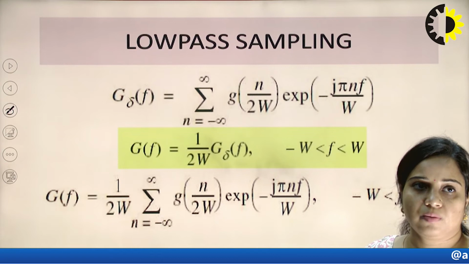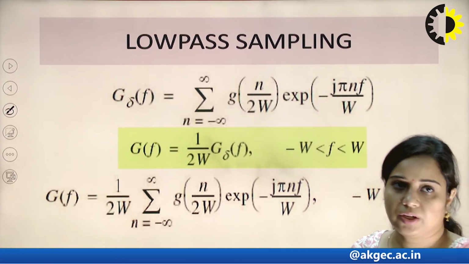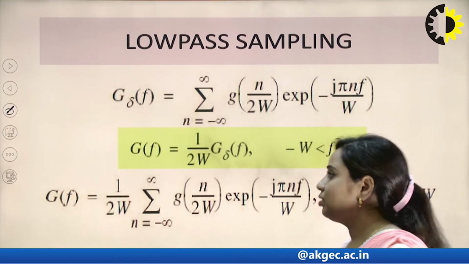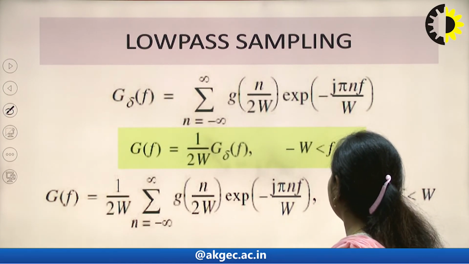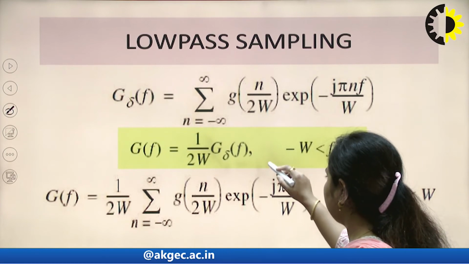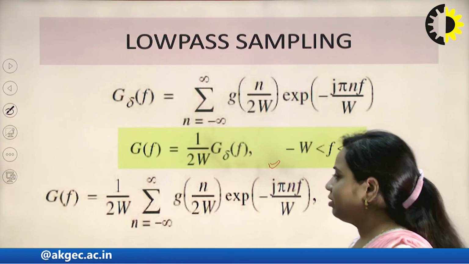Now next is low pass sampling continued. Now this is G delta F is equal to the summation for n from minus infinity to infinity of G of n by 2W, e to the power of minus j pi n F divided by W. So this is the equation that is related to the low pass sampling only.